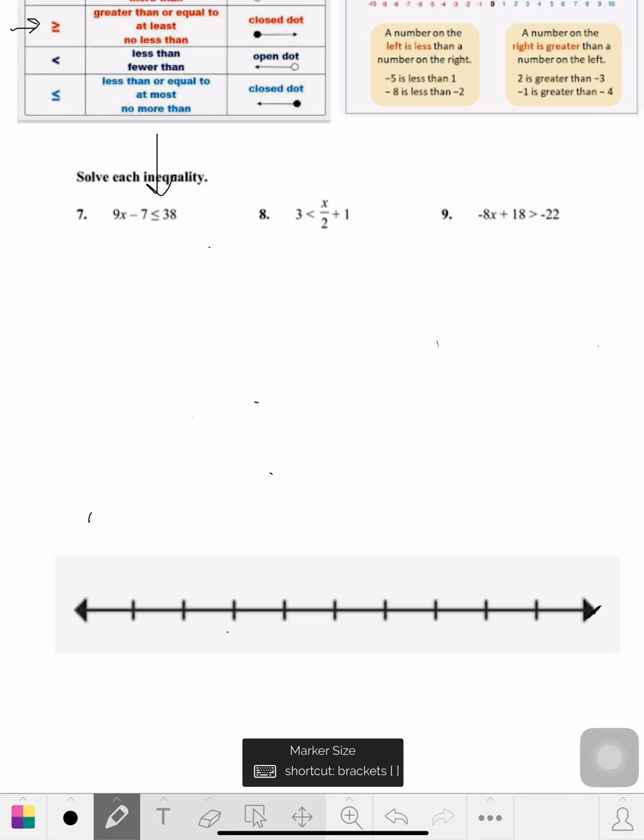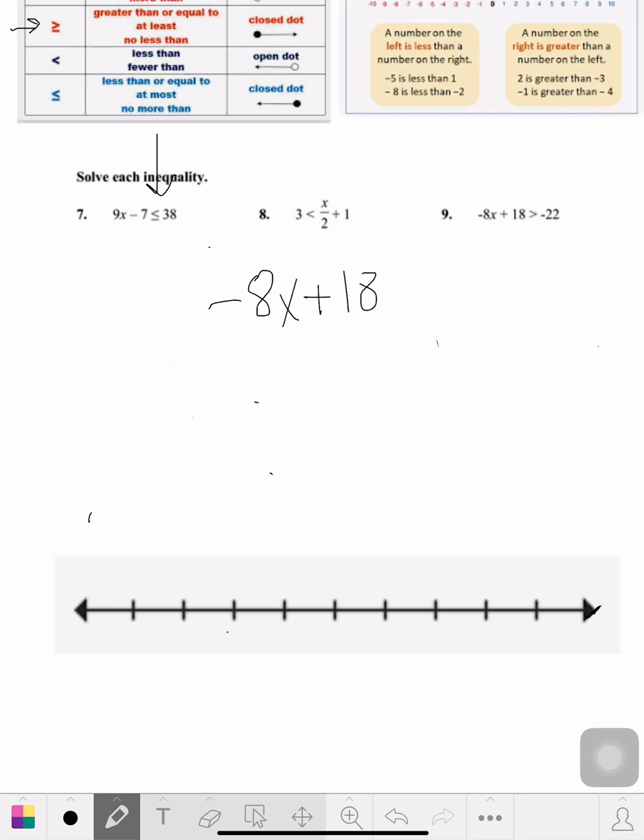Okay, the next one says negative 8x plus 18 is greater than negative 22. Okay, so what do I do here? We want to get rid of the constant first. So it's a plus 18. So the opposite of plus 18 is a minus 18. So we subtract 18 from both sides.